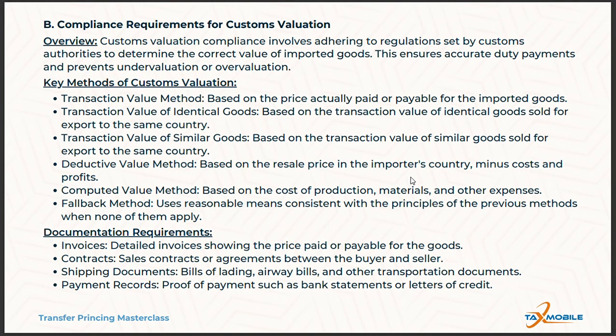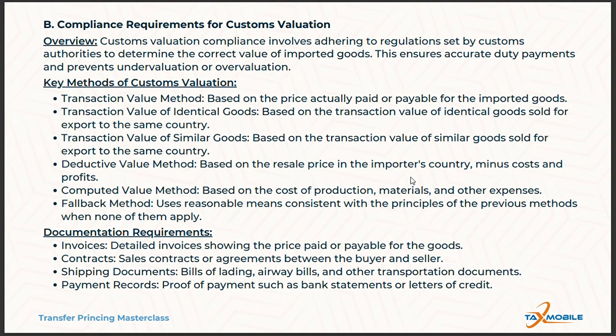Another method is the deductive value method. In cases where no transaction value is available, customs authorities may use the deductive value method, which starts with the resale price of the goods in the importer's country and deducts costs such as profit margins and overhead. Computed value method. This method calculates the value based on the cost of production, including materials, labor, and overheads, plus a reasonable profit. It's typically used for goods that are produced internally within a corporate group and imported for distribution. The fallback method is the last resort when none of the above methods can be used. It employs reasonable means consistent with the principles of the other valuation methods, ensuring that the customs value is determined as fairly as possible.